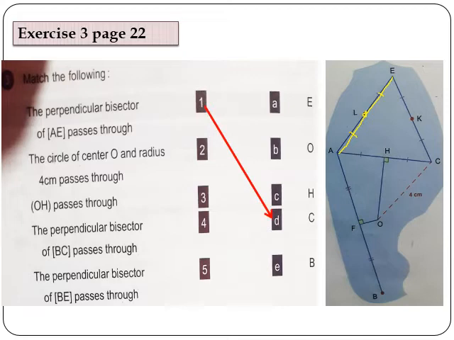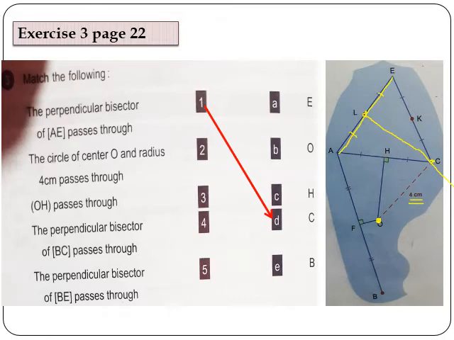Now, L is not mentioned in the options here, but if I join it here together, if I draw the perpendicular bisector, I find that it passes through which point here? Point C. Now the circle of center O and radius 4 cm. This is our center of the circle, O. The radius is 4 cm. So the circle should pass through point C definitely since OC equals 4 cm.